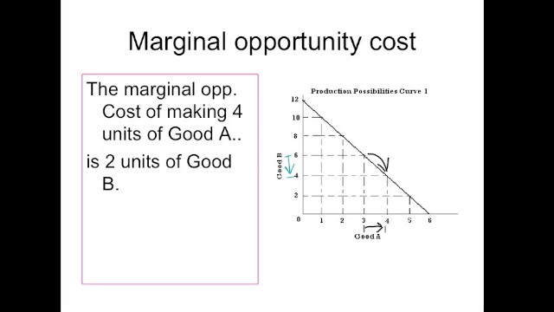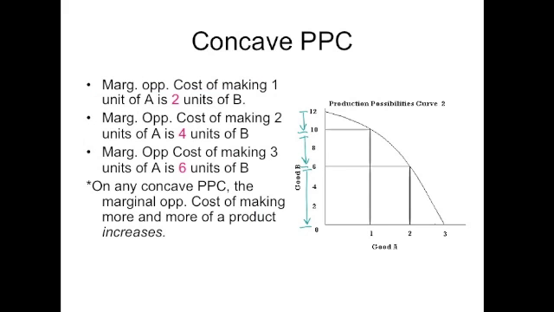If you have a straight production possibilities curve, then the marginal opportunity costs will be constant. As you increase production of one good, you will continually have to give up the same amount of the other good. That's on a straight production possibilities curve. Constant trade-offs. On a concave production possibilities curve, the marginal opportunity cost will be increasing, meaning as you produce more and more of a certain good, like good A, every time you produce another unit, you have to give up more and more successively of good B.